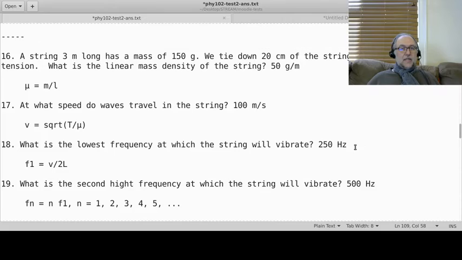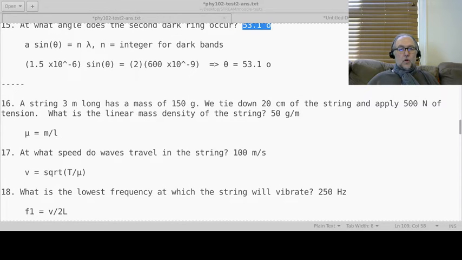Number 16, 17, 18, and 19 were about the vibrating string. Okay, and so I give you a string which is 3 meters long, and if you were to weigh this string, it has a mass of 150 grams. Okay, so 3 meters long of the string has a mass of 150 grams. We're only going to tie down 20 centimeters of it. That's the only amount that we're going to allow to vibrate, and we're going to apply 500 newtons of tension.